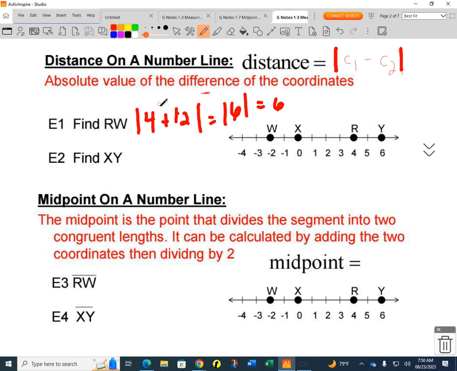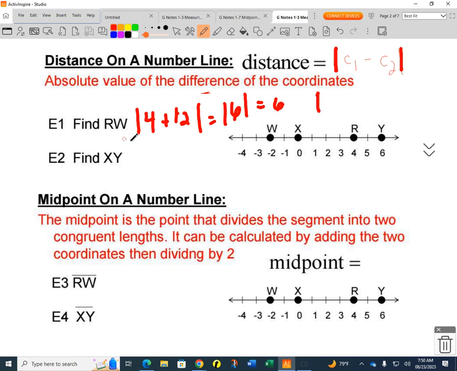What if we used the distance between W and R? Would we get the same answer? Does the distance change if we change the order? No. So if I count from R to W, it's 6 units. If I count from W to R, it should also be 6 units, right? Yes. And that formula will work that way as well.